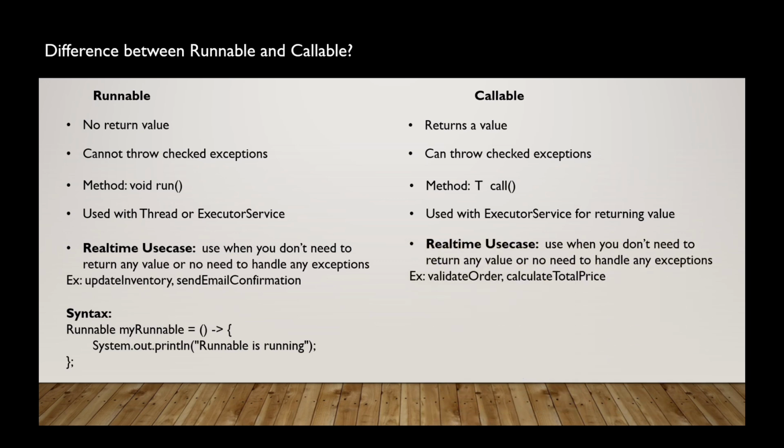And real-time use cases for this Callable is if you want to return any value, like for example you want to calculate the total price of the product and you want to return the total price, then you can use this Callable functionality for getting the value. Or for example you want to validate whether the order is valid or not. In this case also you can return a boolean value by using this Callable. And this is the syntax of Callable, where myCallable equals lambda function and it can return the result.